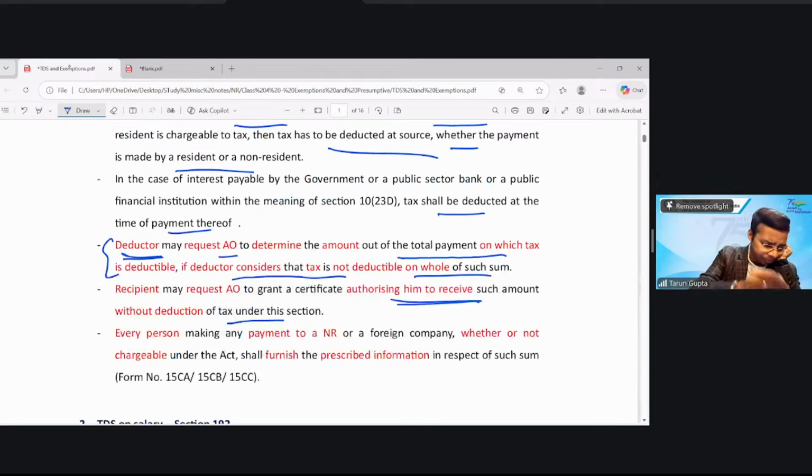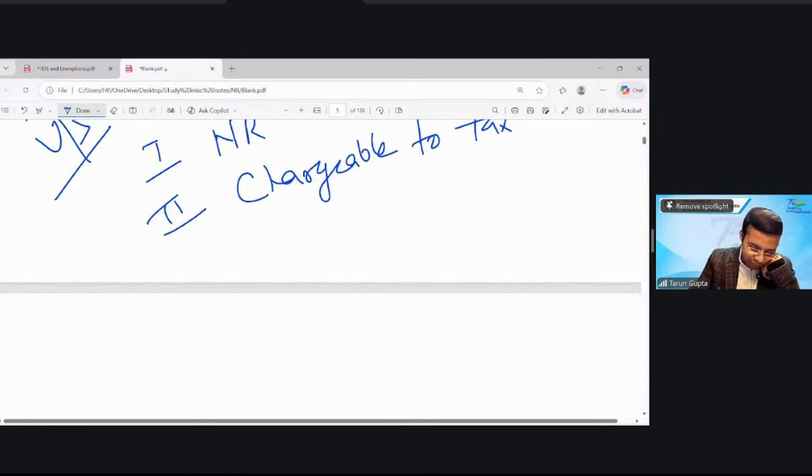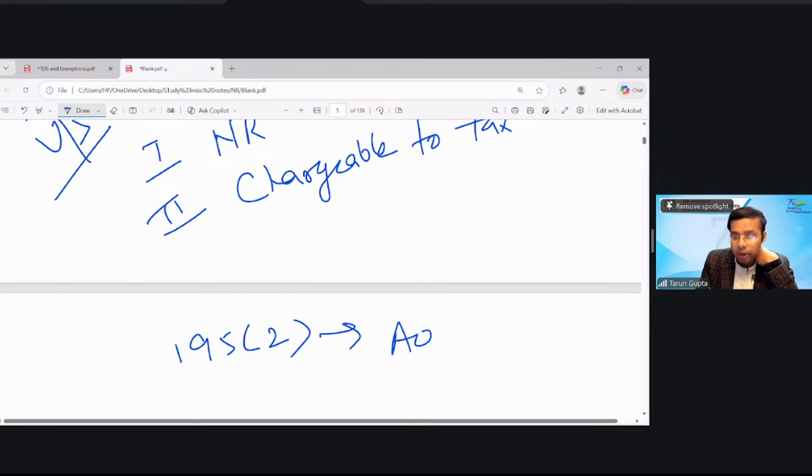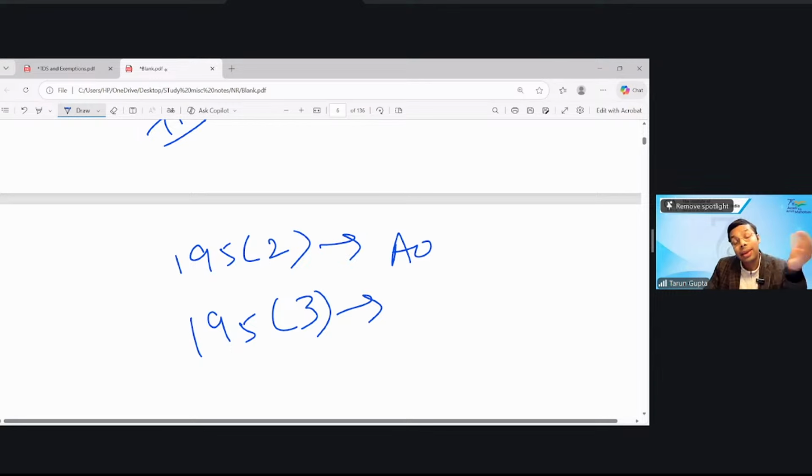Then we discussed section 195(2), which authorizes the payer, the deductor, to approach the AO to determine the sum on which tax is required to be deducted. Then there is section 195(3), which authorizes the recipient, the non-resident, to approach the AO to obtain a lower or nil withholding tax certificate.